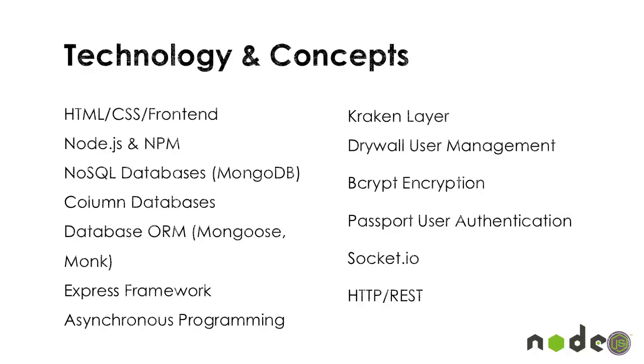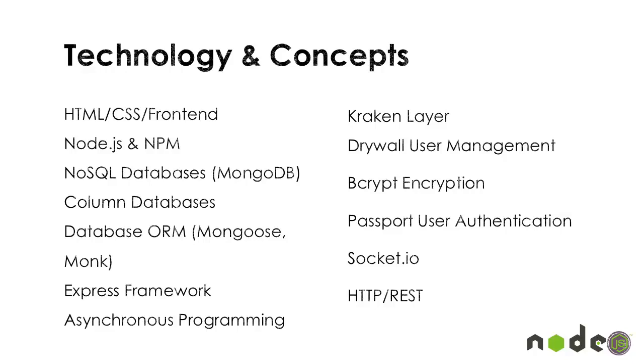Technologies and concepts, I couldn't fit them all on the page. There's just so many. We're going to be dealing with a lot of front-end frameworks like Bootstrap, Kickstart, Foundation, obviously Node.js and NPM, NoSQL databases, especially MongoDB, which is a really scalable NoSQL database. We'll also be looking at a column database called Apache Cassandra in one of the projects. We're going to be dealing with different database ORMs like Mongoose and Monk. These are basically node modules that allow us to interact with the database.